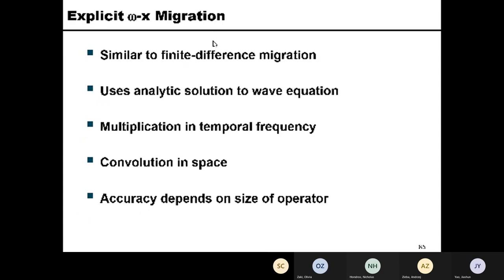For the FX method, it is similar to finite difference, but in the vertical axis, you use a modification of a temporal frequency rather than convolution, right? Otherwise, in the spatial direction, you still use a finite difference operator. Finite difference operator means you do the convolution along the space, okay?